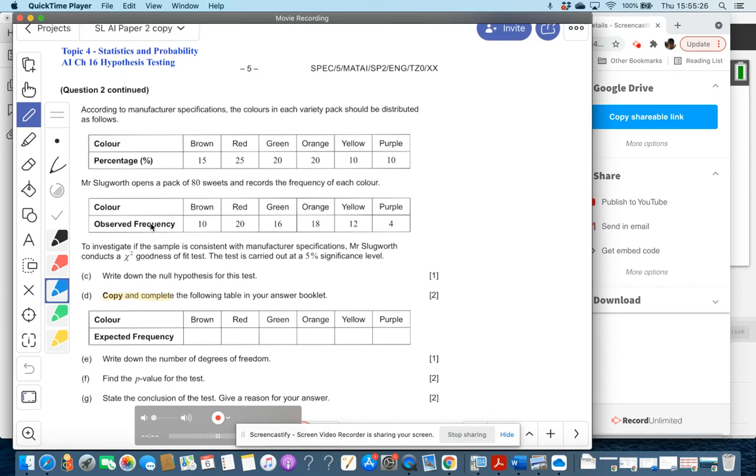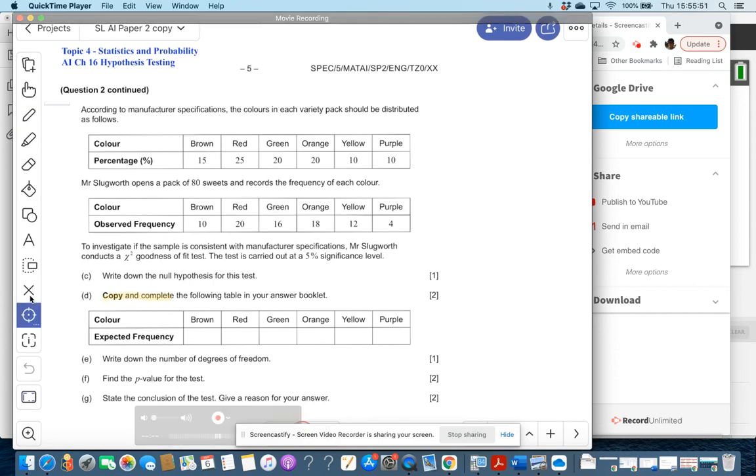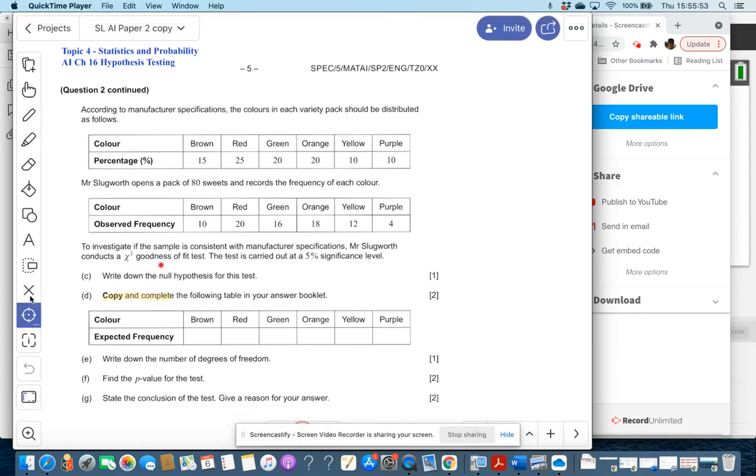I think we did. And then Mr. Slugworth opens just one pack of these sweets, and we want to see if this distribution is similar to these percentages. Basically, this is called a goodness of fit test. Okay, so how good a fit is Mr. Slugworth's distribution? So write down the null hypothesis.